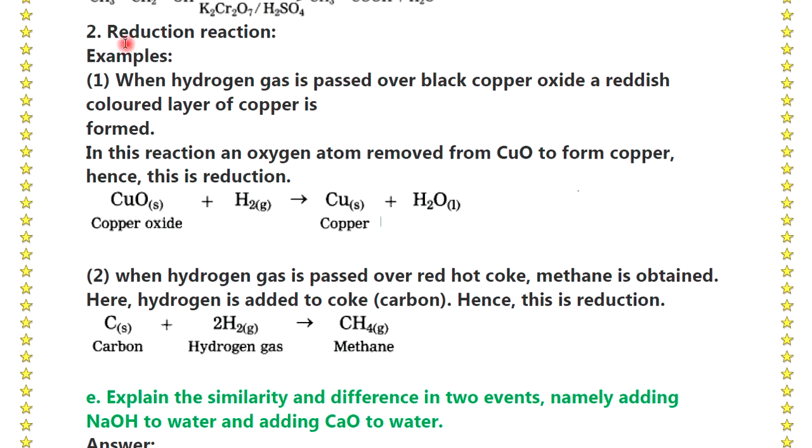Second, reduction reaction. Example, when hydrogen gas is passed over black copper oxide, a reddish layer of copper is formed. In this reaction, an oxygen atom is removed from the copper oxide to form copper, hence this is a reduction. Copper oxide CuO in solid form plus H2 in gaseous form gives rise to copper in solid form plus water molecule in liquid form.